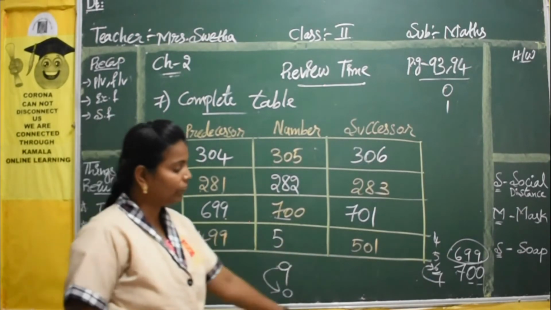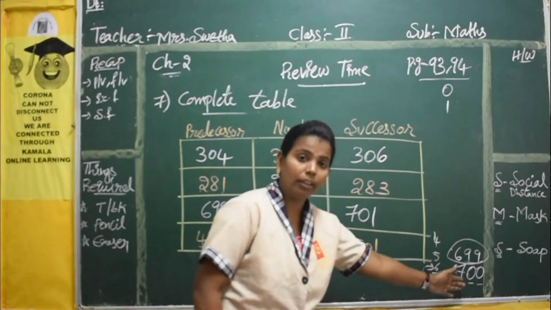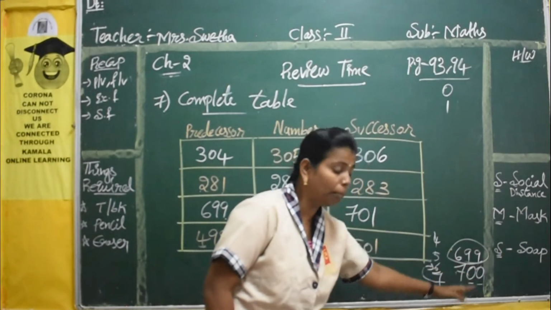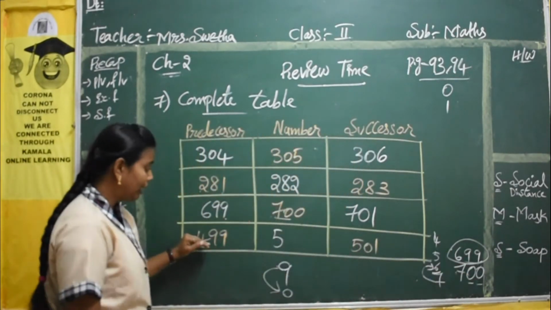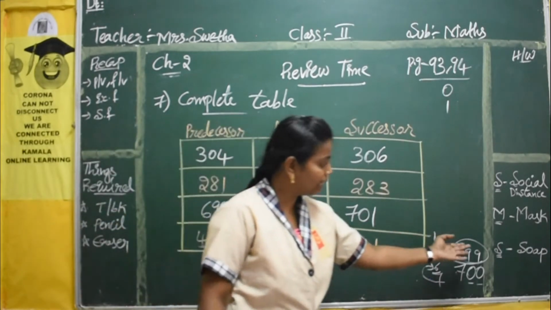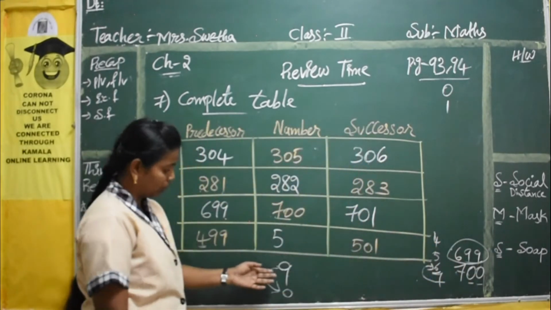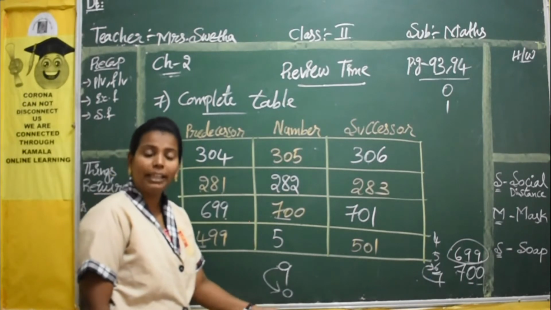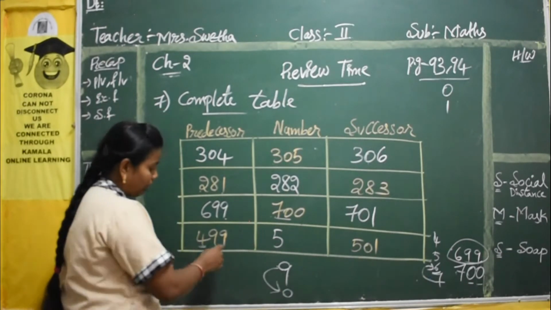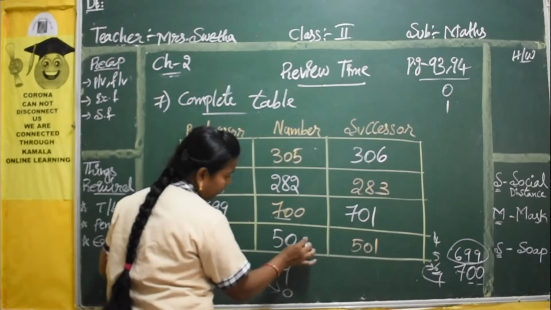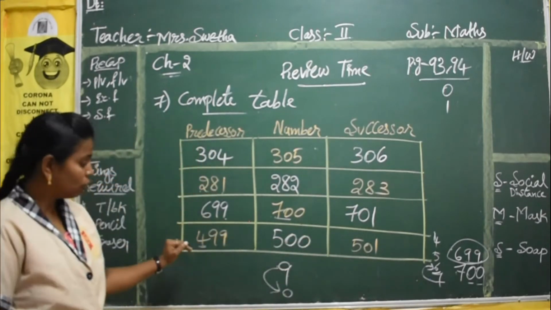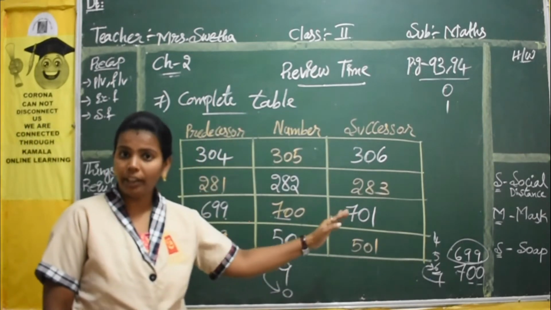Just now we have seen from here: wherever the number zeros are there, the number before it becomes 9, no? So here also it is the same. Wherever zeros are there, you have to take zeros. Wherever 9 is there, the next place will be written as zeros. Here you have two 9s, so you will take two zeros here. So 499, 500, 501.